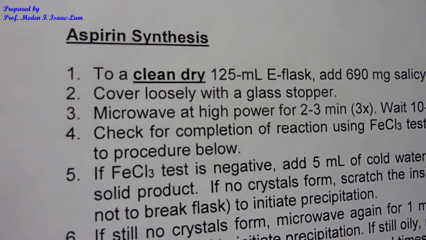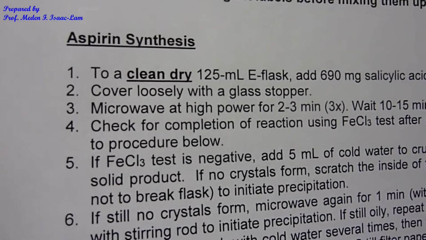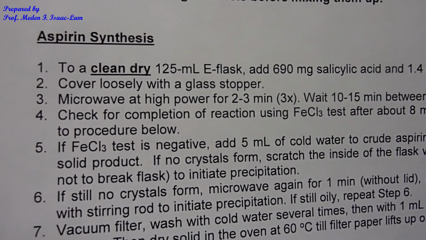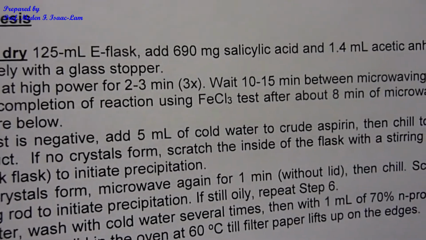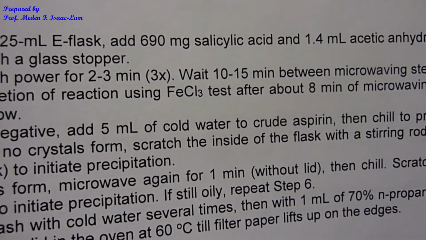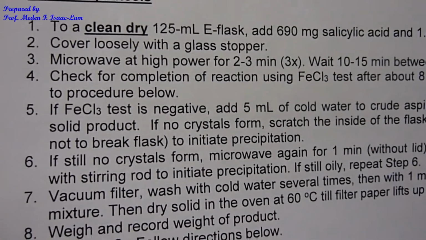Preparation of aspirin. We are now making the painkiller aspirin. So I will be weighing 690 milligrams of salicylic acid, and then I'm going to be adding 1.4 ml of acetic anhydride, and then we are going to microwave the mixture.